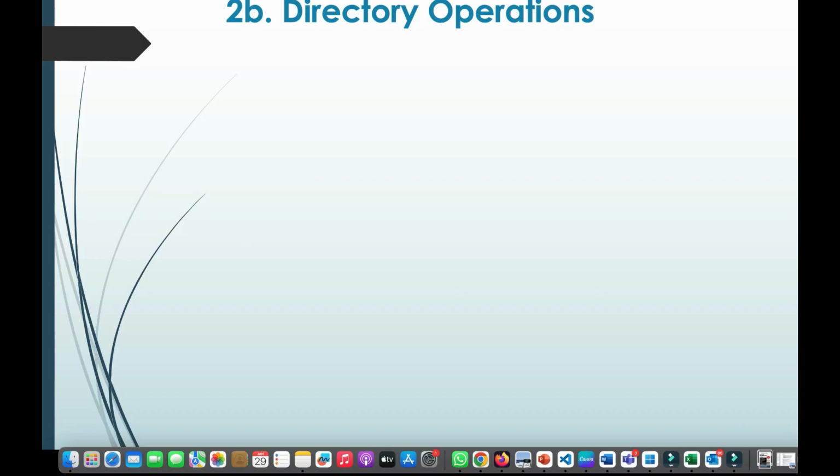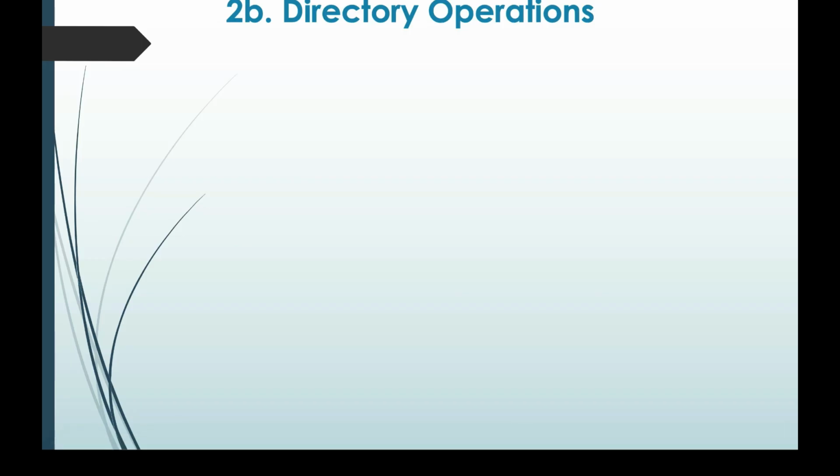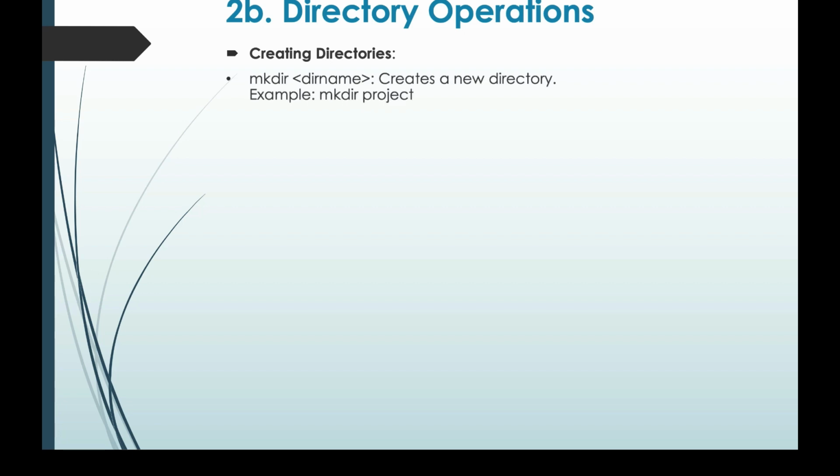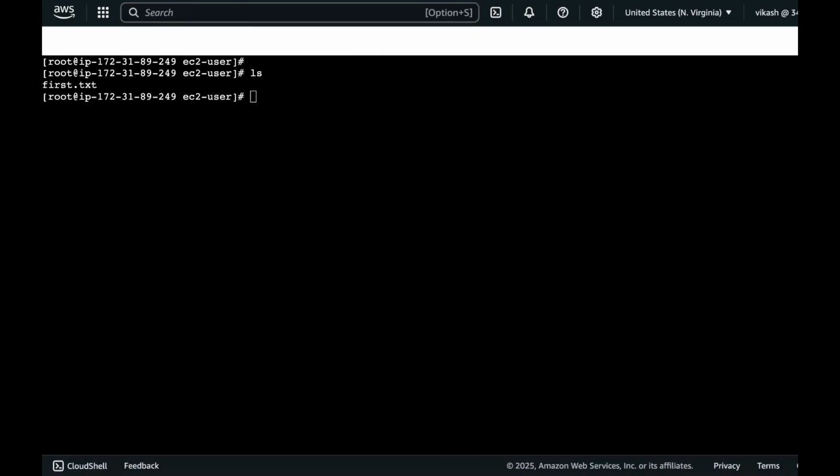Now let's talk about the directory operation. The first command would be how we can create a directory. We have a command called mkdir which helps us to make a directory. If you do ls over here, you can see we have only first.txt in this directory, right? pwd, okay, the ec2-user directory.